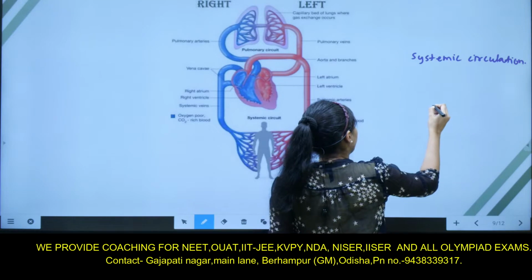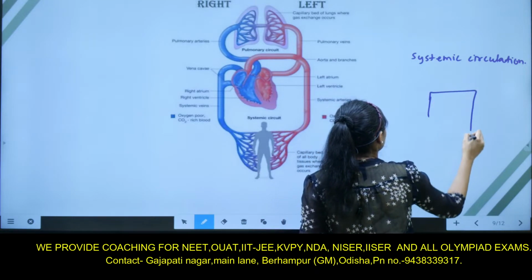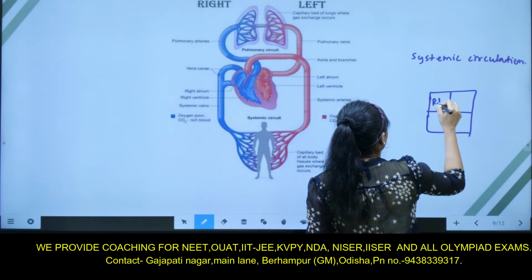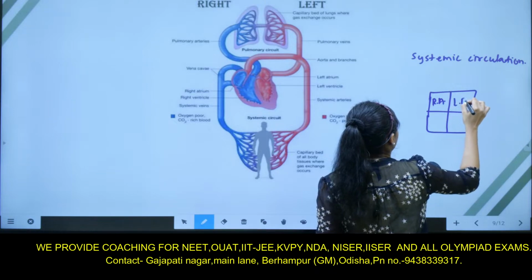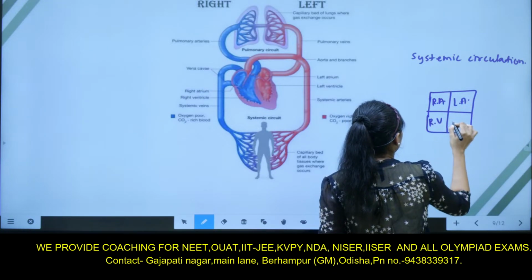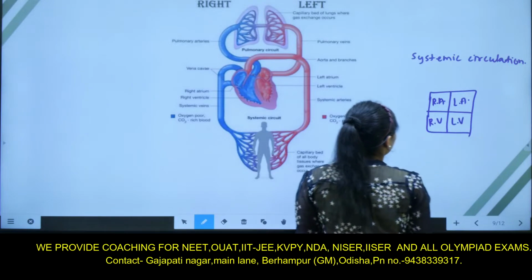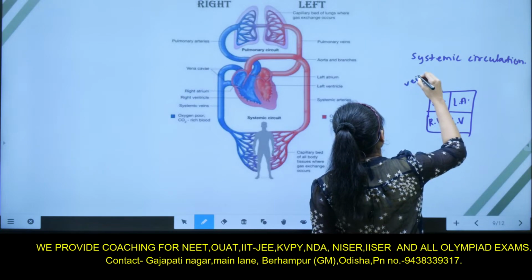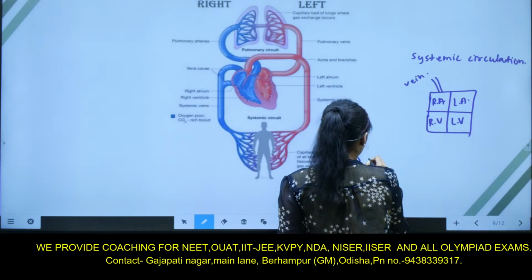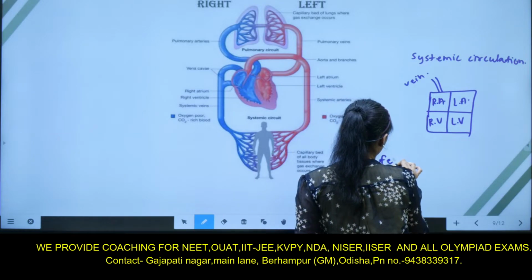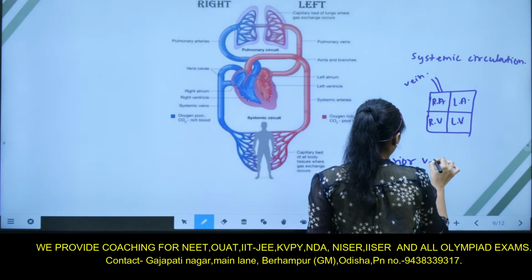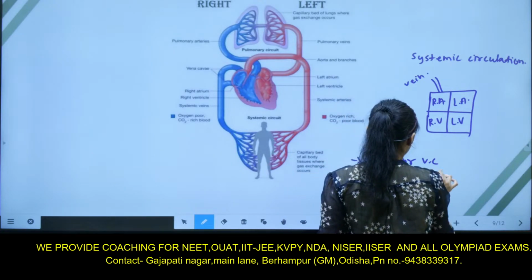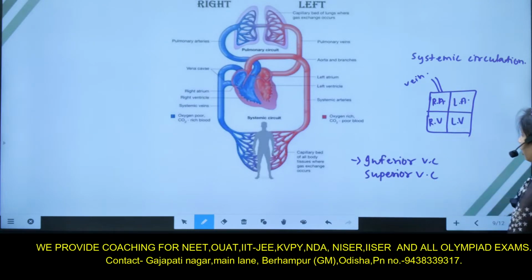So our heart has 4 chambers. Here is the right auricle, here is the left auricle, here is the right ventricle, and here is the left ventricle. So the largest vein, that is inferior vena cava and the superior vena cava, connects to the right auricle of the heart.